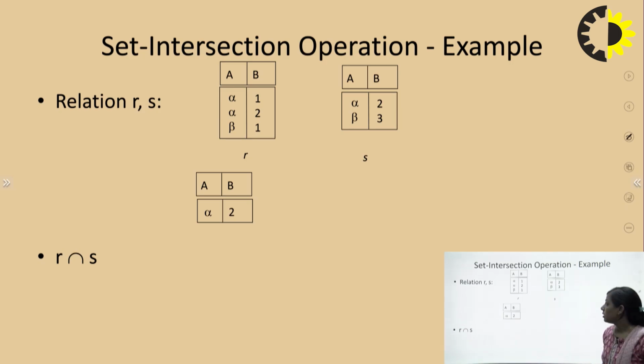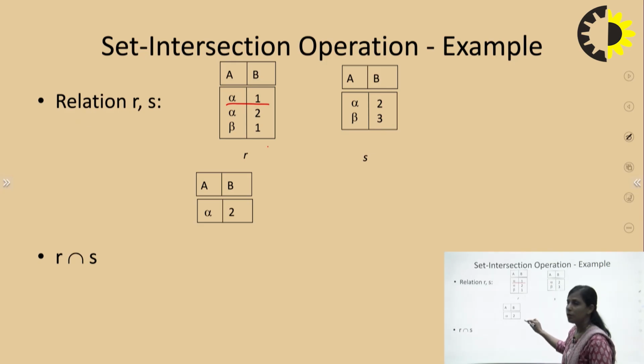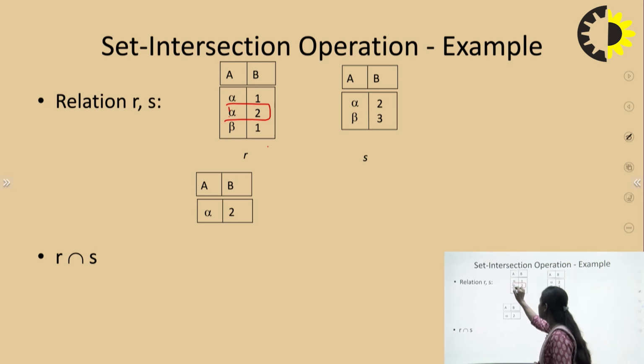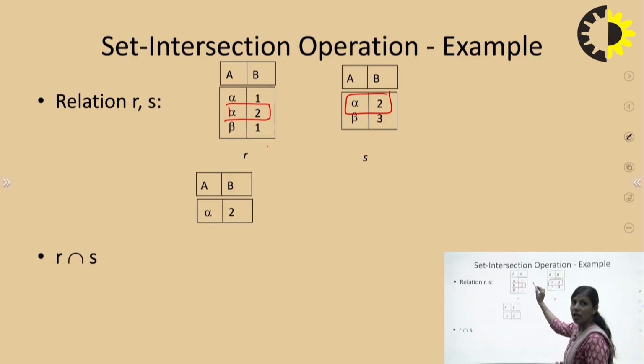intersection. This is the first table, that is the R table, and this is the S table. In the case of intersection, it will give the common data. For example, alpha 1 is not there in the second table, so it will not come in the output table. Alpha 2 is there in this table, so both are the same and it is there in both the tables. That's why as an output we will get alpha and 2.